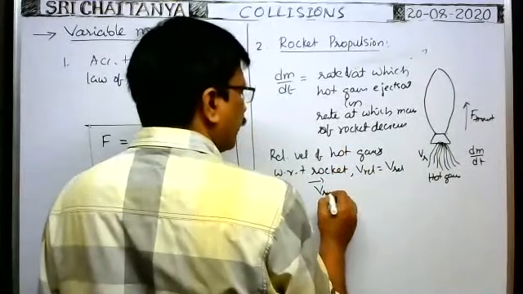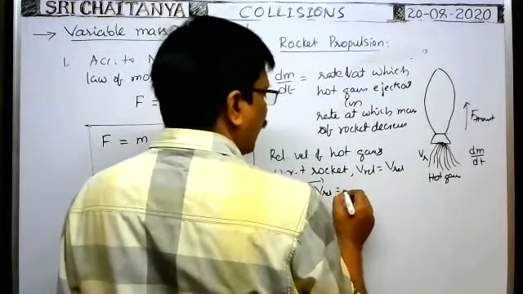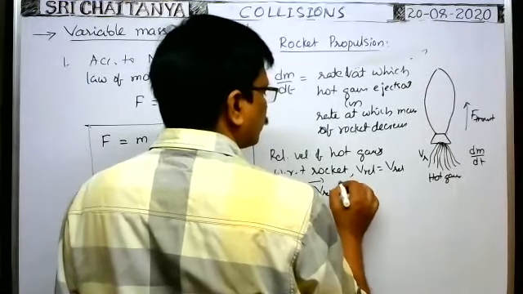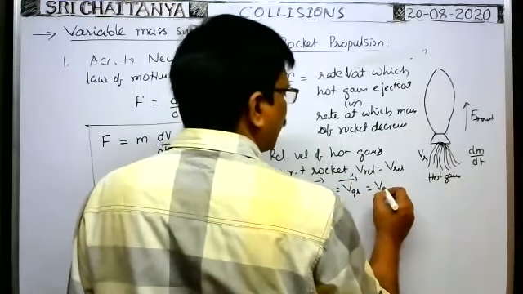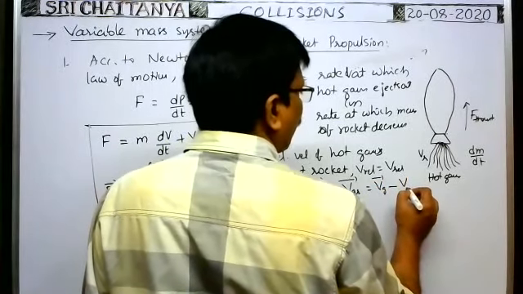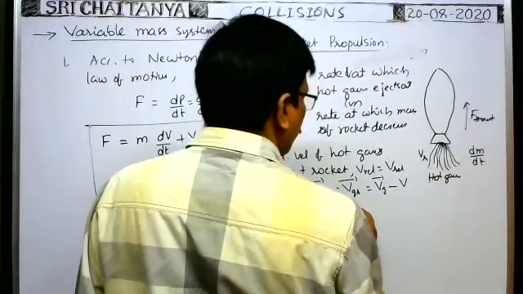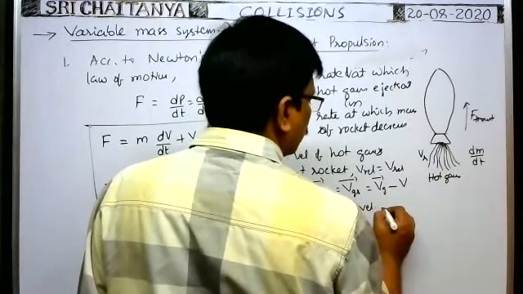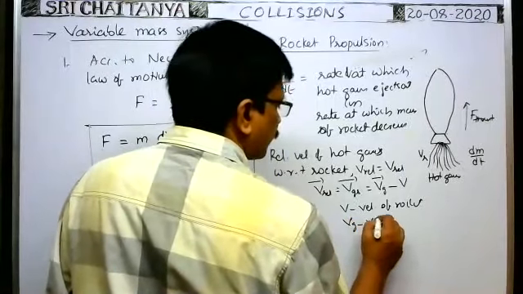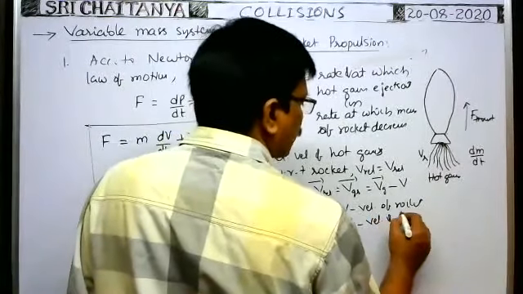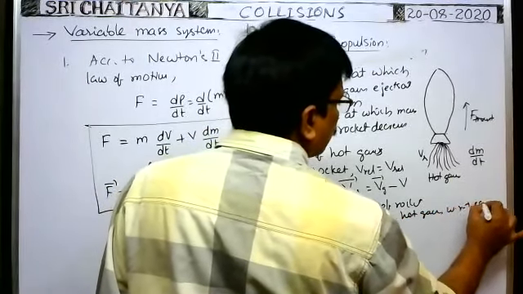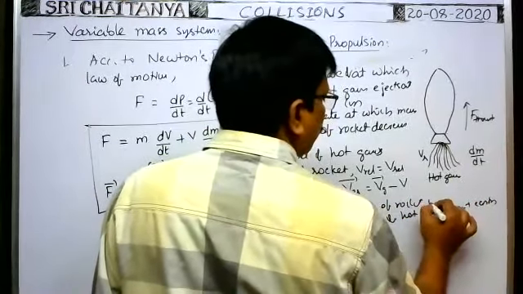V relative is the velocity of the hot gases with respect to the rocket. That is equal to the velocity of the hot gases minus the velocity of the rocket. Velocity of the rocket is say V, the velocity of the rocket with respect to earth. Vg is the velocity of the hot gases with respect to earth.